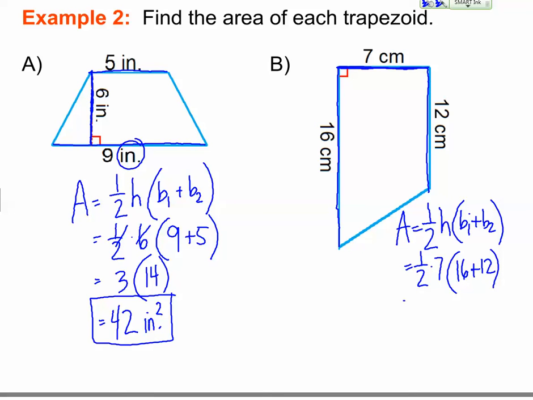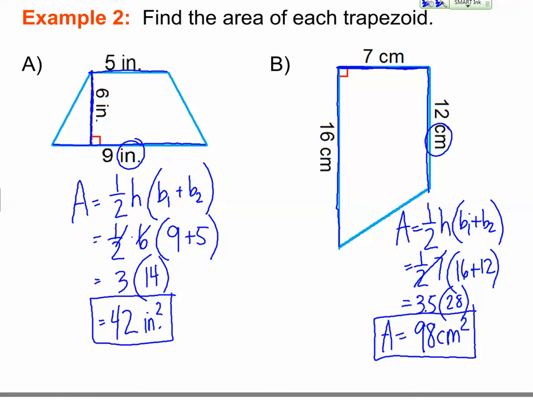So let's do some elimination here. 1/2 of 7 is 3.5, and 16 plus 12 is 28. Grab your calculators. 3.5 times 28 is going to give us a grand total of 98. Take a look at our units. So it's square centimeters because area is a two-dimensional measurement.